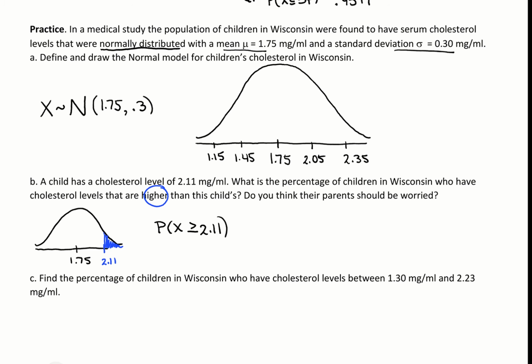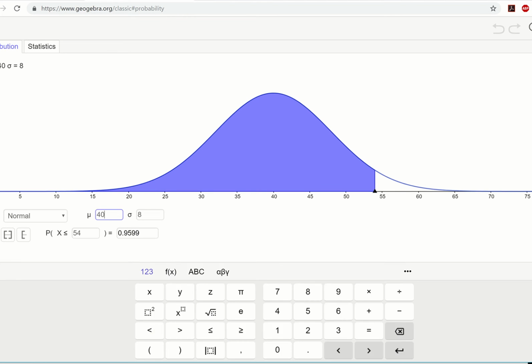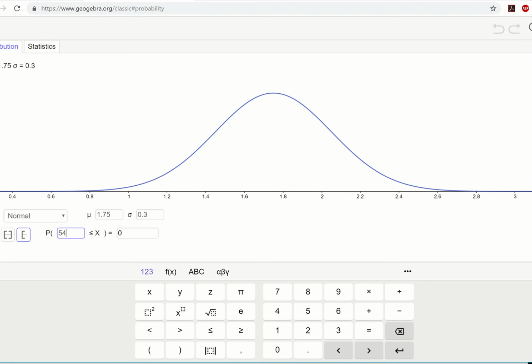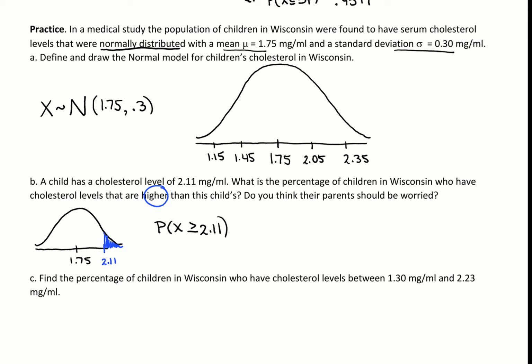So if we go to GeoGebra, what we'll need to do is adjust our mean. So our mean is 1.75. Standard deviation is 0.3, and we want this area to the right, so we're going to adjust to a right tail, and we want to find above 2.11. And why I like drawing that picture by hand first is so that when I plug into GeoGebra, I should see the same exact thing that I drew. So since that picture matches up, I know it matches what I'm looking for. Make sure you hit enter, and we'll get that 0.1151. So that's our probability.